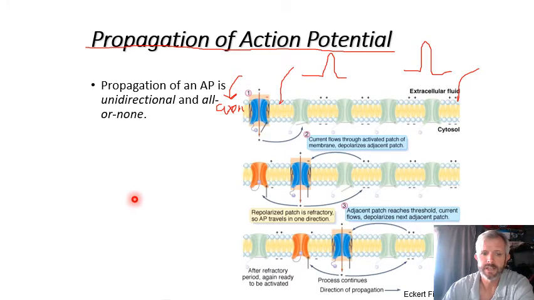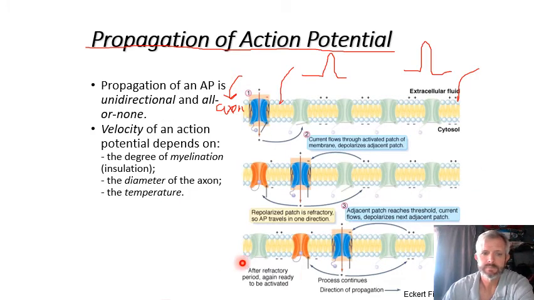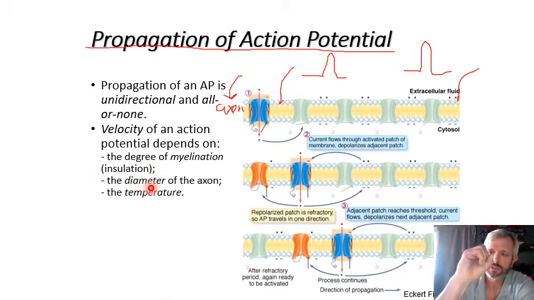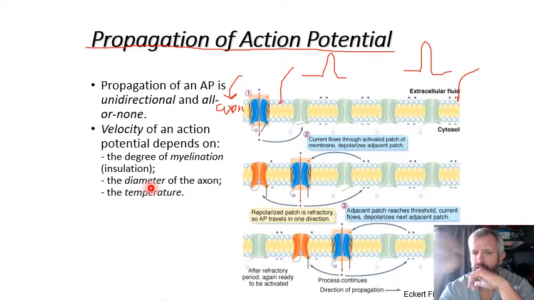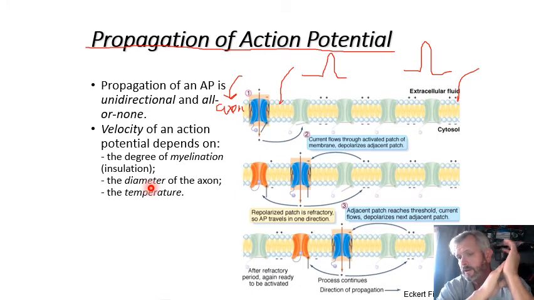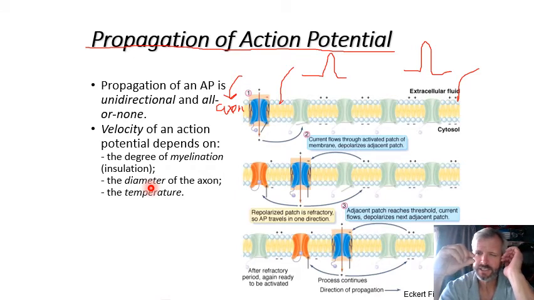Two main factors are the diameter of the axon. If we have a larger diameter axon, there is less resistance. I can move the current much quicker, and therefore I can have a faster action potential. Some of the early studies used the giant squid axon. You can actually see the axon itself visually with your naked eye.